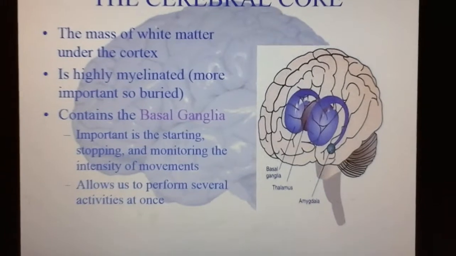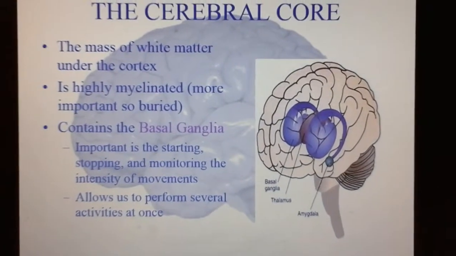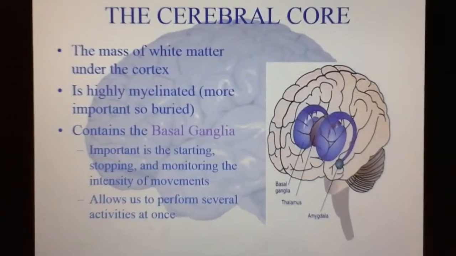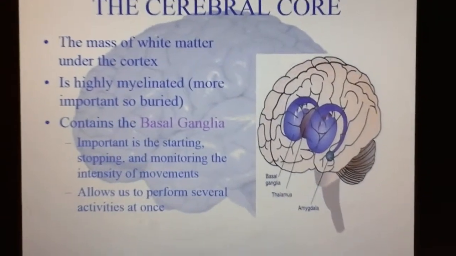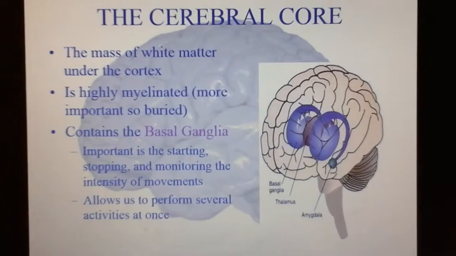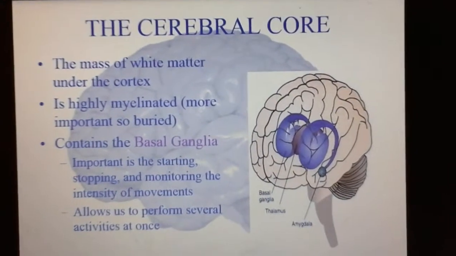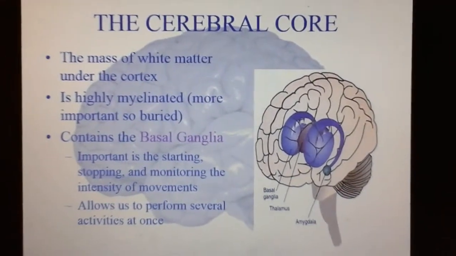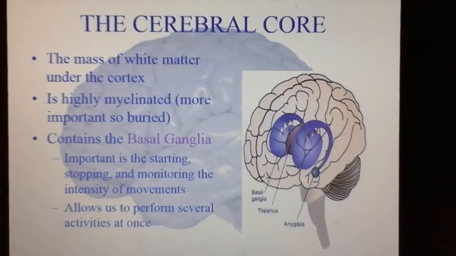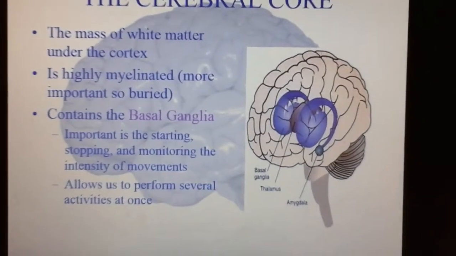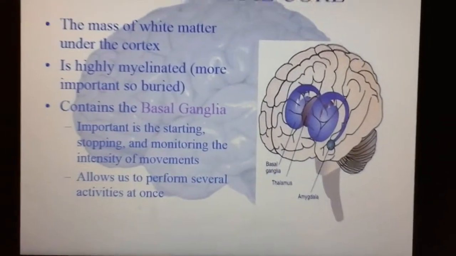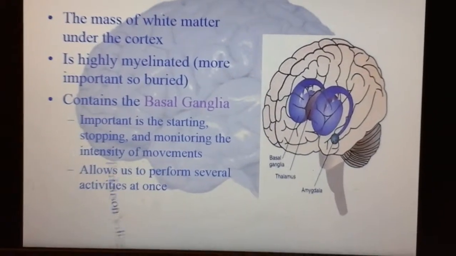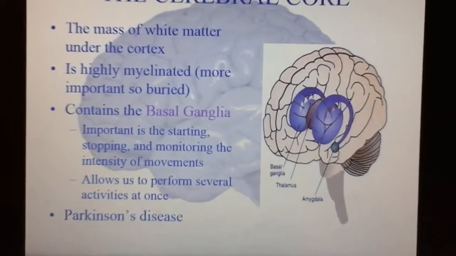The basal ganglia is a group of nerves that we find inside of our cerebral core, and it helps with the starting, stopping, and monitoring the intensity of movements. Basically, you guys know when you move, it's very fluid. Okay? You don't have this jerky motion to it. It allows you to have these very coordinated movements. And it also allows us to perform several activities at once, which deals with your sense of coordination. Well, studies have shown that this is a part of the brain that gets affected by Parkinson's disease.